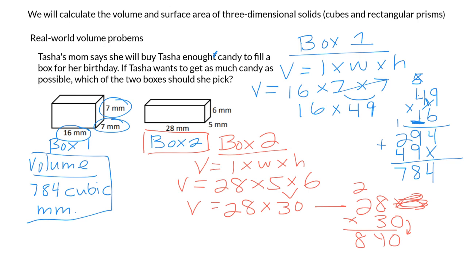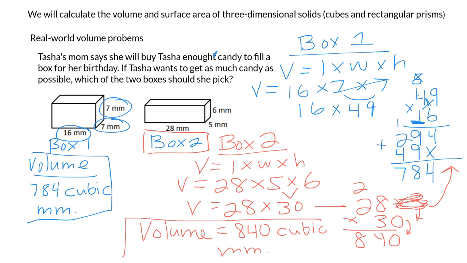Now, the only reason why I can just say I'm going to add that 0 here is because if we used our standard algorithm, this whole first row here would be 0 times 8 is 0, 0 times 2 is 0, and then our placeholder, we'd just bring down that 0 anyways. So our volume of box 2 is equal to 840 cubic millimeters.